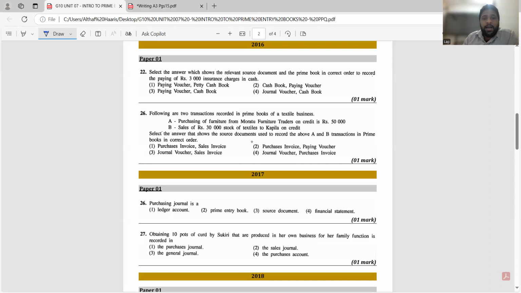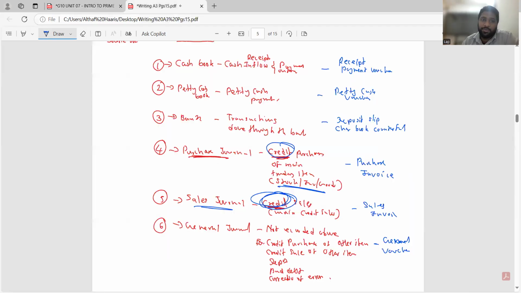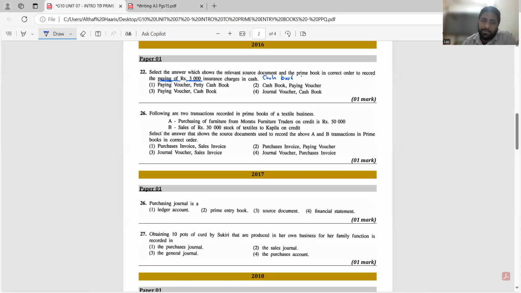Select the answer which shows the relevant source document and the prime entry book of paying. Paying 3,000, cash payment. Cash payment, cash book. Since you are paying, what is the source document? Here, payment voucher. So cash book and payment voucher is there in the second option.